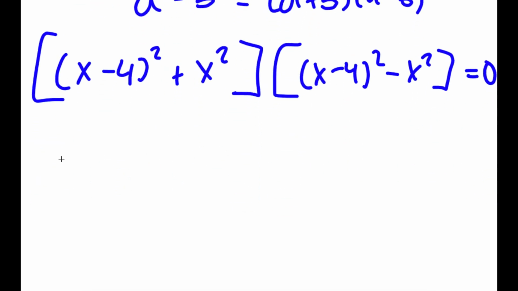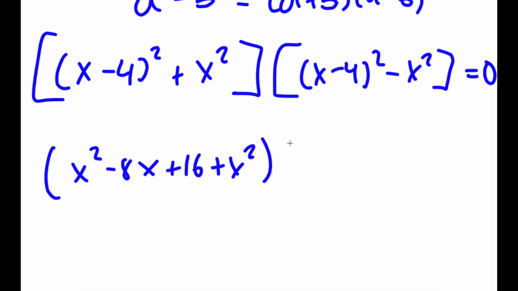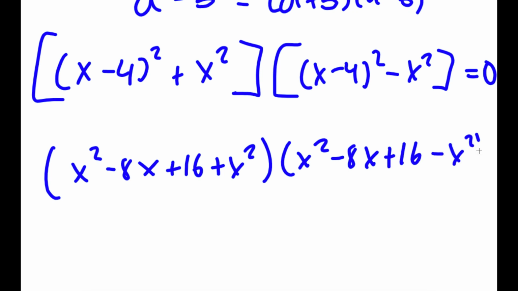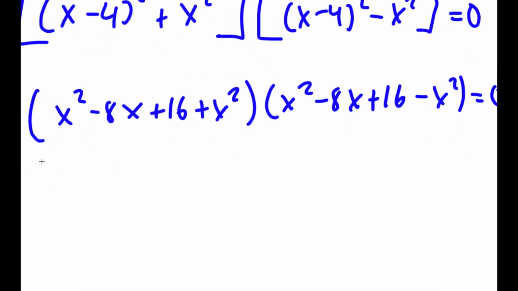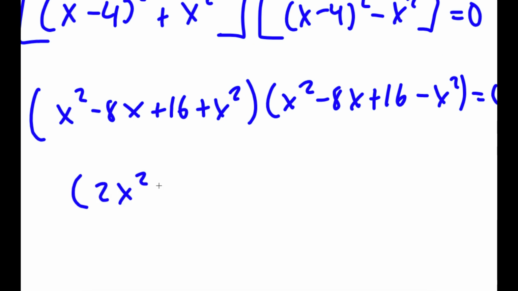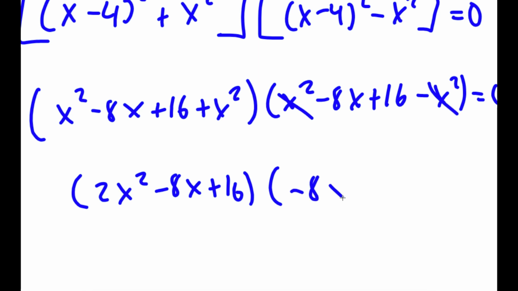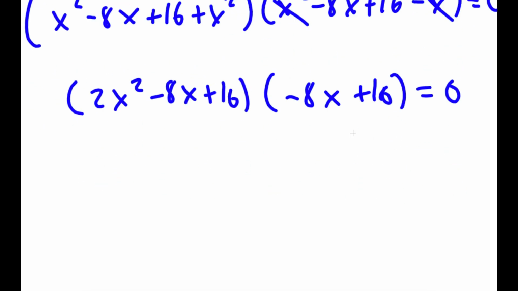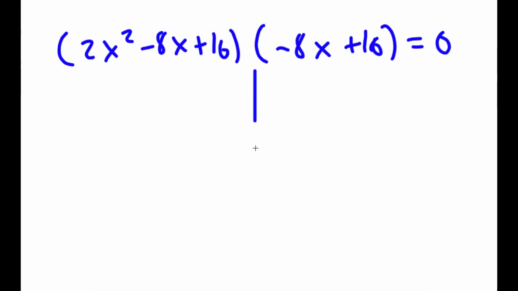Now, if I expand this, I get (x squared minus 8x plus 16 plus x squared) times (x squared minus 8x plus 16 minus x squared) is equal to 0. So this gives me (2x squared minus 8x plus 16) times, these two cancel out, (negative 8x plus 16) is equal to 0. So now we have two equations.